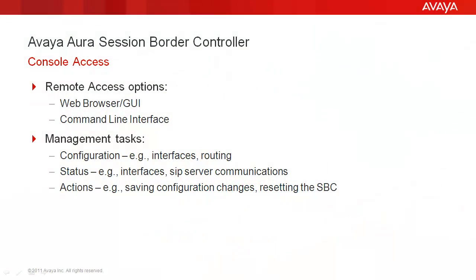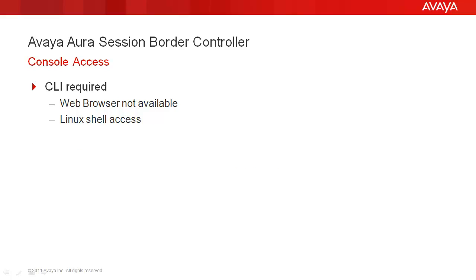While both the web browser graphical user interface and command line interface provide equivalent capabilities for configuration, status, and performing actions on the SBC, CLI access may be required in certain circumstances. A couple examples include when the web browser may not be available due to a misconfiguration, or when the Linux shell may be needed in rare instances to access the tutorial trace tool.